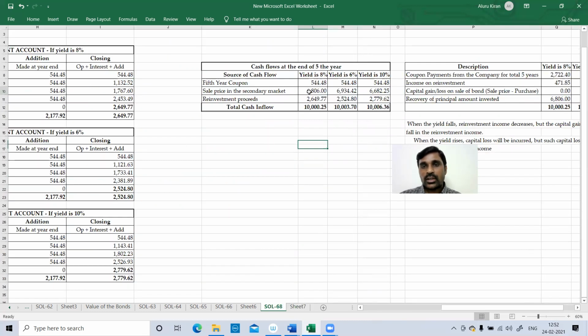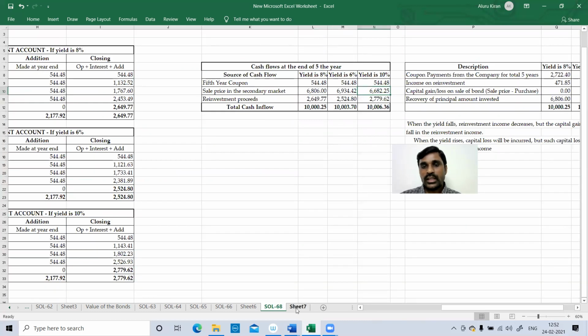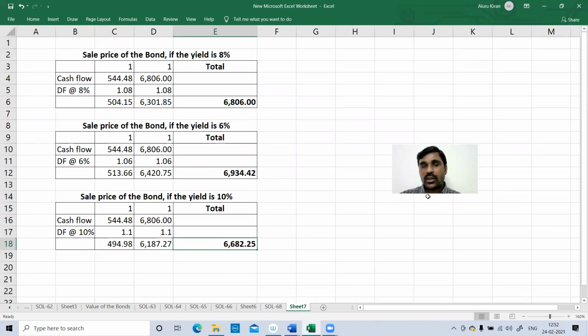Whatever the sale prices, 6,806, 6,934, 6,682, I am just giving the calculations for that, how I got it. Okay, that is the point. You can pause the screen or you can take a photo of this also.